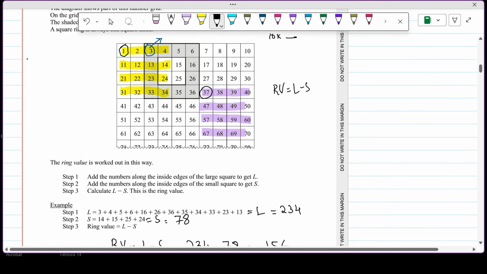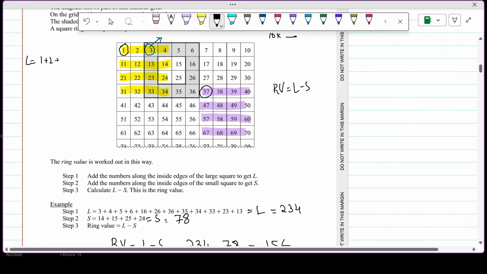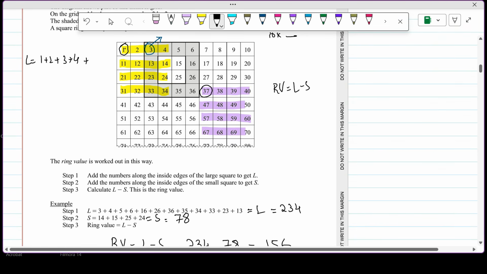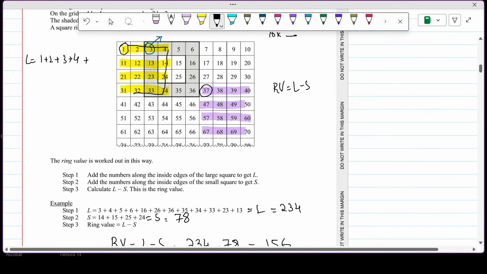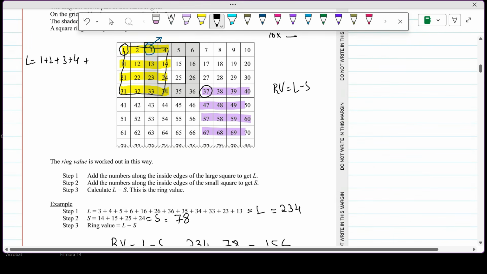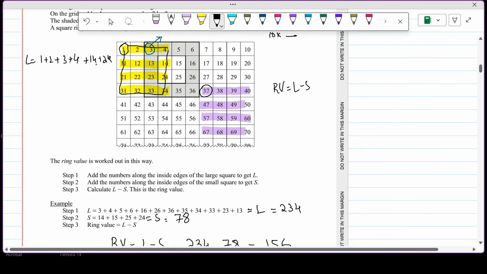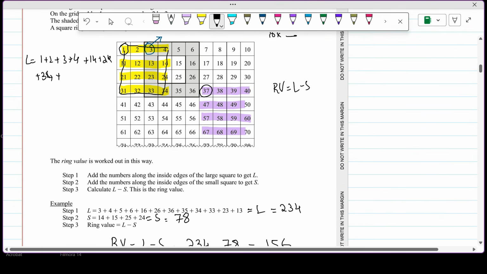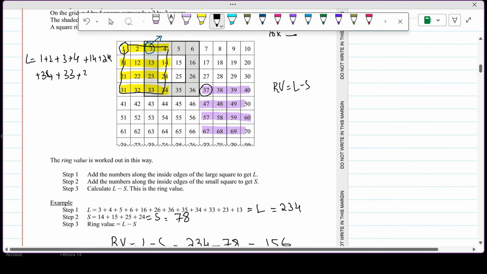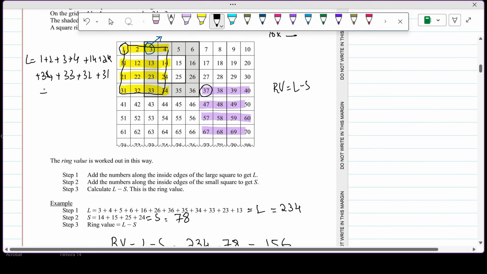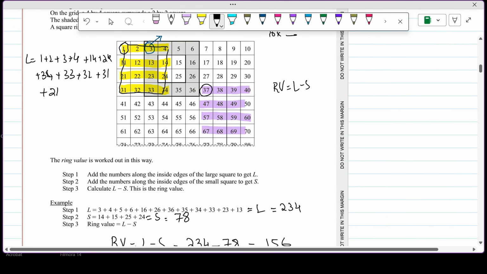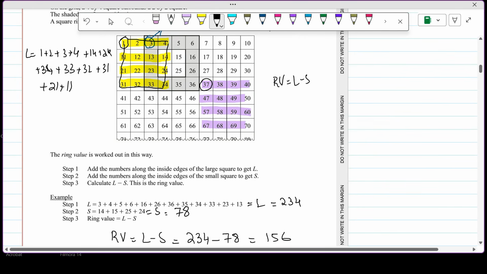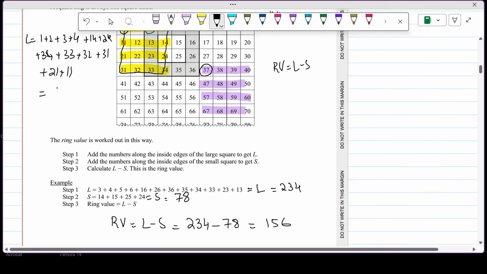So L is equal to 1 plus 2 plus 3 plus 4, then 14, 24, 34, then 33, 32, 31, then 21 and 11. This is the sum of the large square for the 4x4 with square ring 1. When we add them, we get 210.